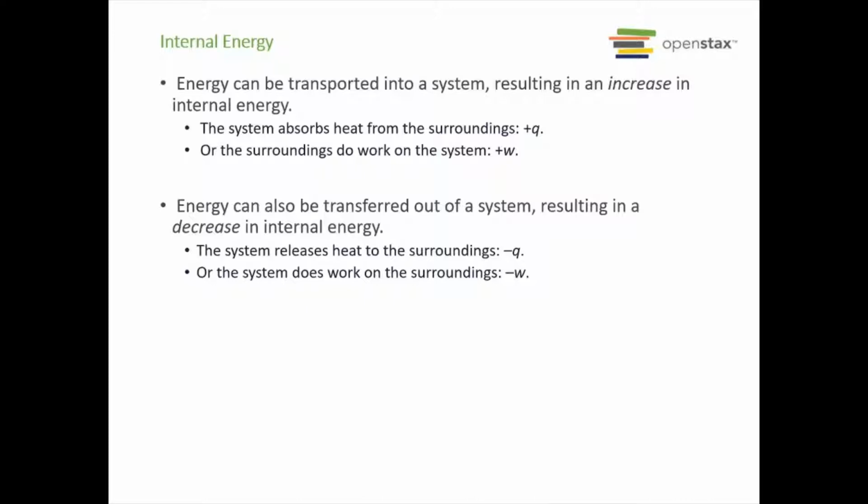So energy can be transported into a system, which increases the internal energy, giving us a positive Q. So if the system absorbs heat, we have a positive Q. But if it's the surroundings doing work on the system, so maybe something pushing your system, then you have a positive W. We can also take energy out of a system, resulting in a decrease in the energy, either if our system is releasing energy, giving us a negative Q, or the system itself is doing work on the surroundings. So it's pushing out, for instance, into the surroundings. That gives us a negative W.